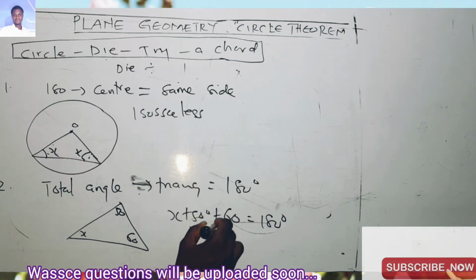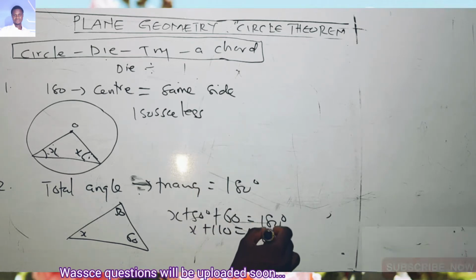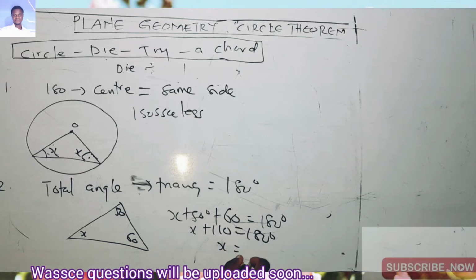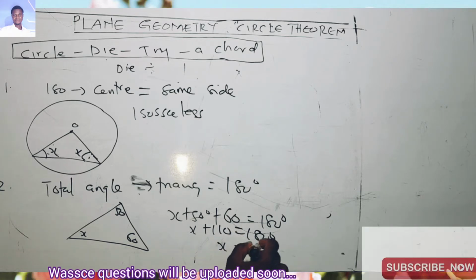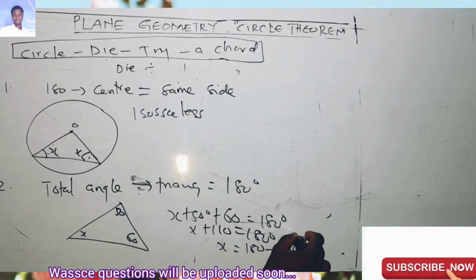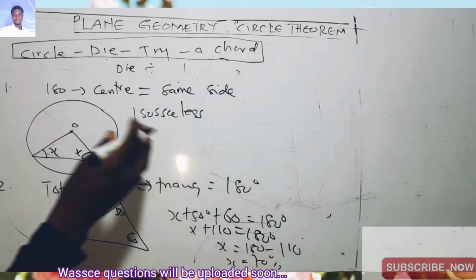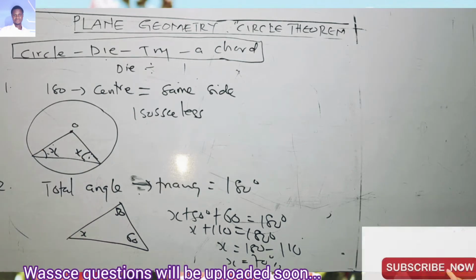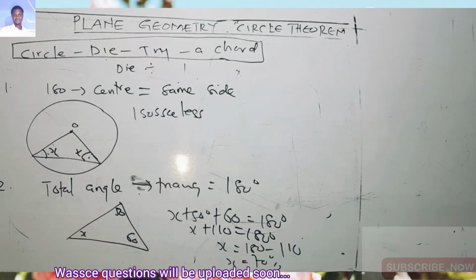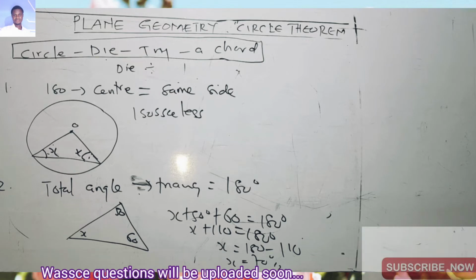So you make an exercise. x plus 110 will give you what? 180 degrees. So you can say x equals what? 180 minus 110 degrees. So therefore x will give you 70 degrees. And so that is it about the triangle. So we're able to tackle that of the circle, the diameter, and then that of the triangle.